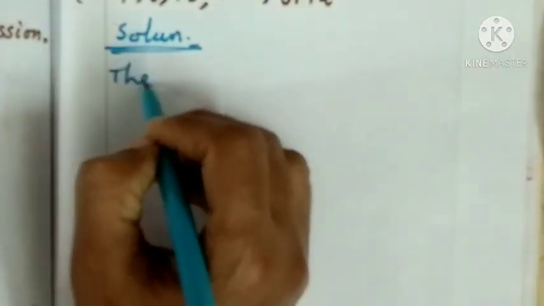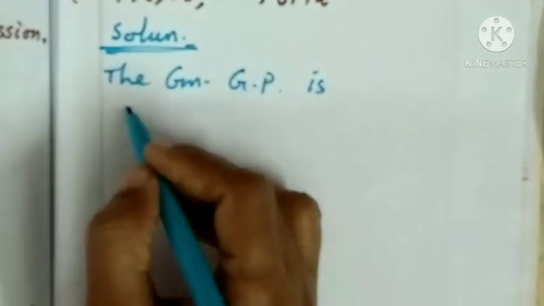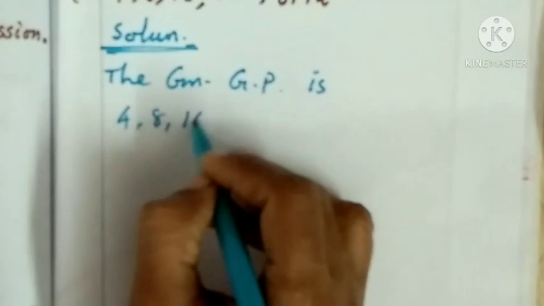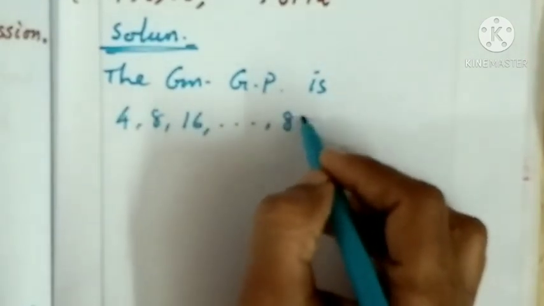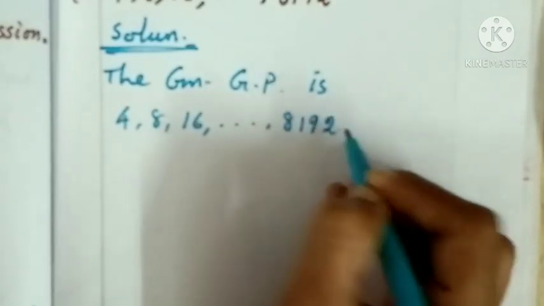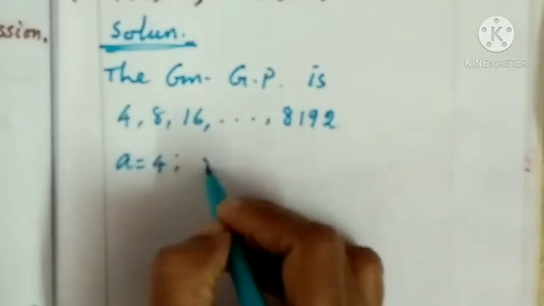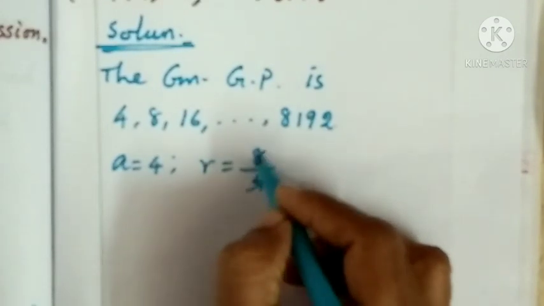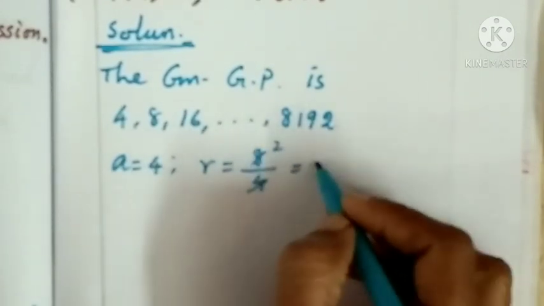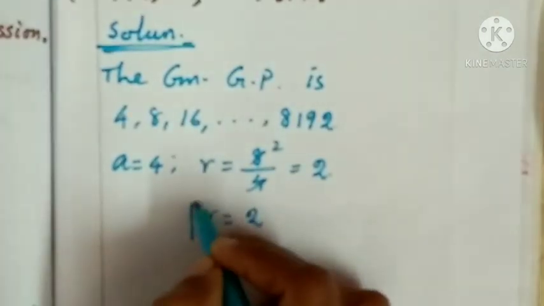First you take down and write the given GP. The given GP is 4, 8, 16 and so on up to 8192. Here A is equal to 4 and R is equal to T2 divided by T1, that is 8 by 4. Cancelling this by the 4 table, we have 2. That is, R is equal to 2.